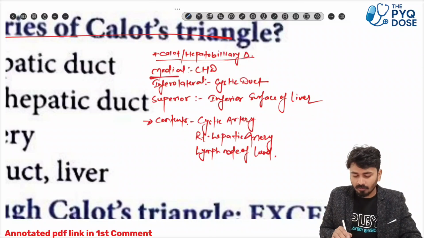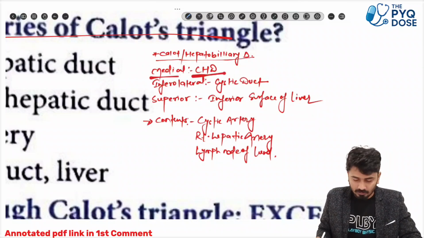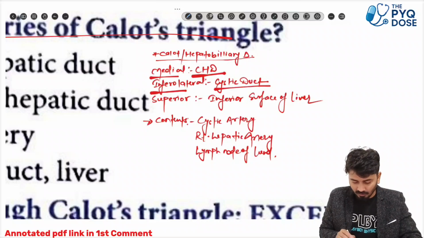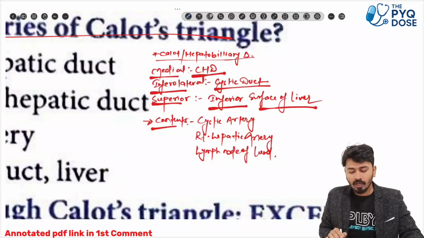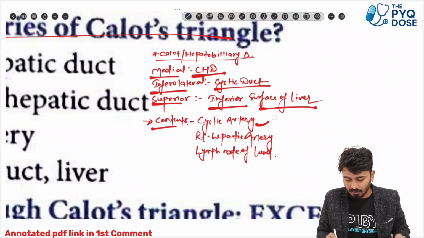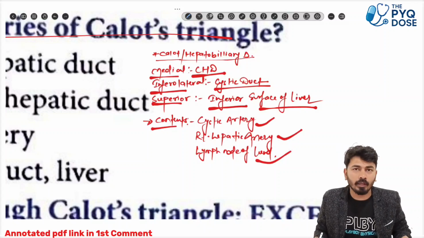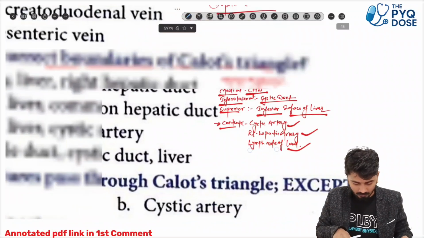Calot's and hepatobiliary triangle is nothing but, its medial border is generally the CHD, the common hepatic duct. The inferolateral border is nothing but the cystic duct. The superior border is the inferior surface of the liver, and the contents of Calot's triangle will be the cystic artery, the right hepatic artery, and the lymph node of Lund. Okay, Lund.